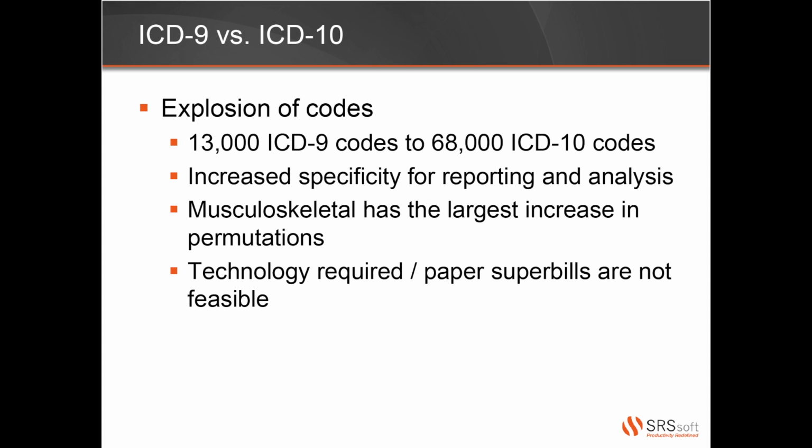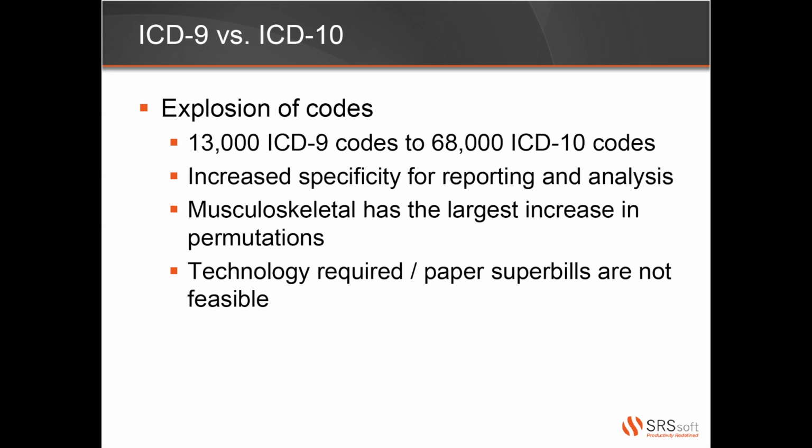The first thing we want to talk about today is a little bit about ICD-10 and how it compares to ICD-9. There's been an explosion of codes, whereby there's 13,000 ICD-9 codes. There's now 68,000 ICD-10 codes. And we all know the reason why there's this move from ICD-9 to ICD-10. There's a lot more specificity in the codes, and obviously the government and the payers are looking for better data to do better analytics and measure quality, outcomes, benchmarking, etc.